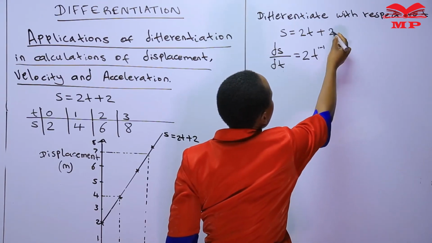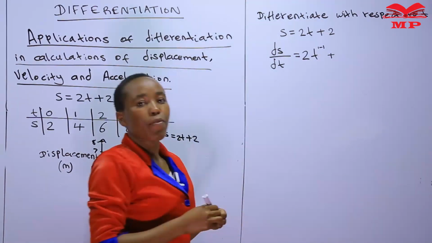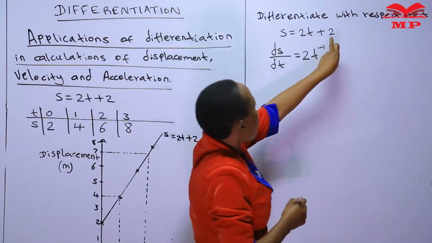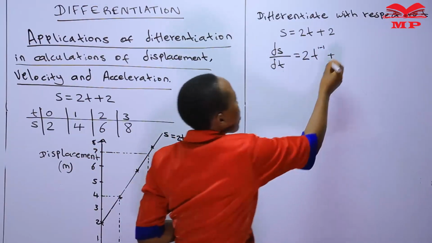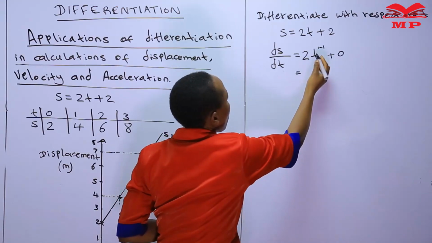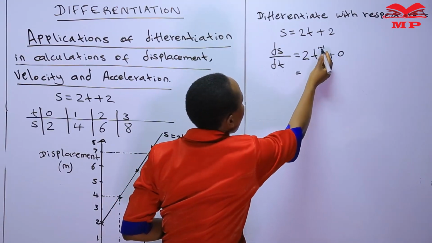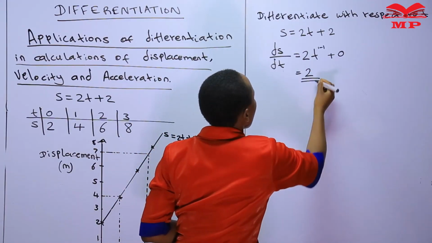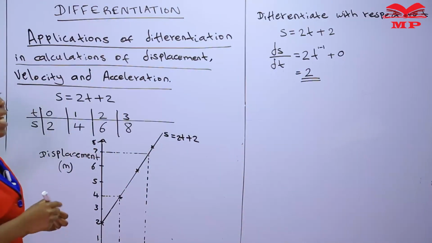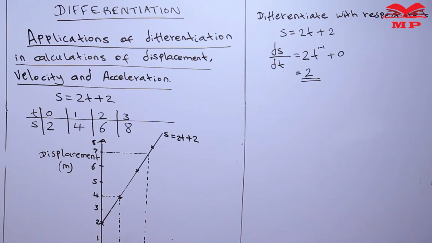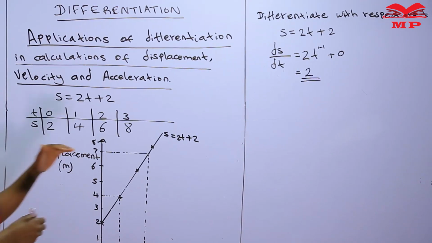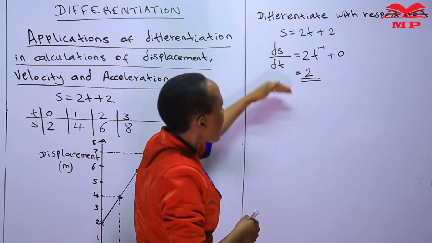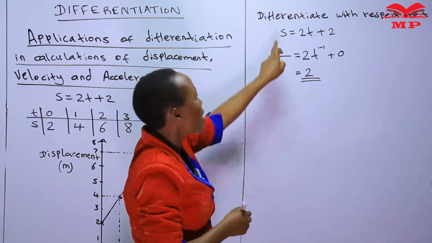Then we have plus 2. When we find the gradient function of 2, which is a constant, it is 0. So we are going to have 1 minus 1 is 0. A number raised to power 0 is 1. So our ds/dt is also equal to 2. And therefore, you can see the velocity that we got from this graph, after finding the gradient, is the same velocity that we are getting here when we differentiate this equation.